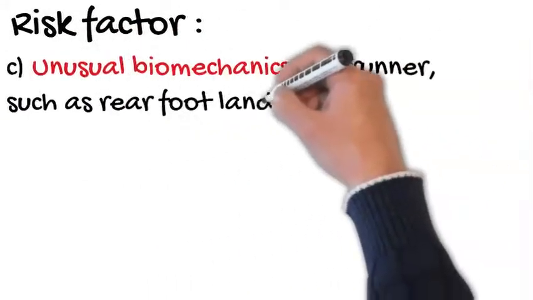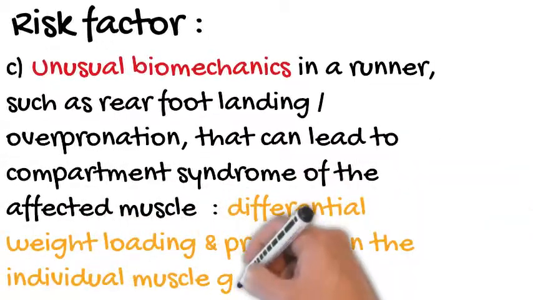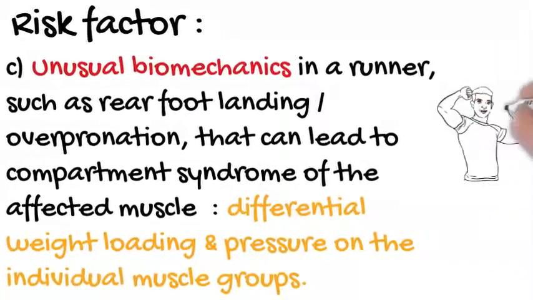C. Unusual biomechanics in a runner, such as rear foot landing or overpronation, that can lead to compartment syndrome of the affected muscle due to differential weight loading and pressure on the individual muscle group.